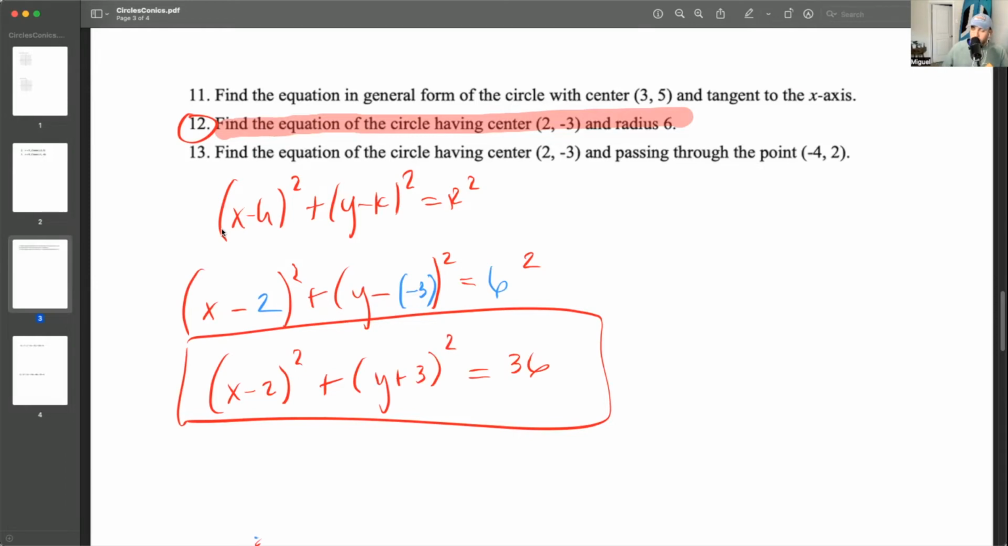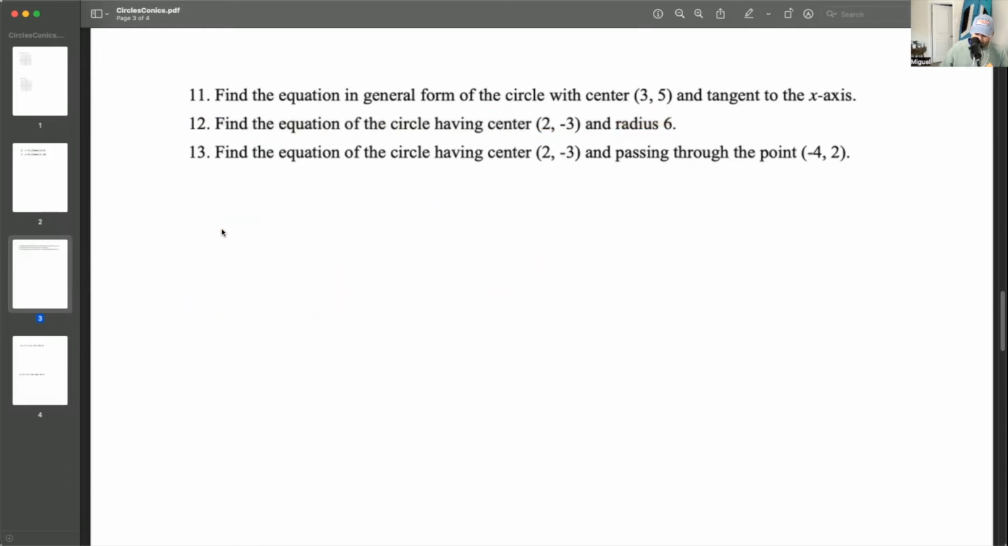If you're ready, let's go to the next problem. That's going to be number 13. Now, this is the hardest, possibly I would say the hardest one out of the three.